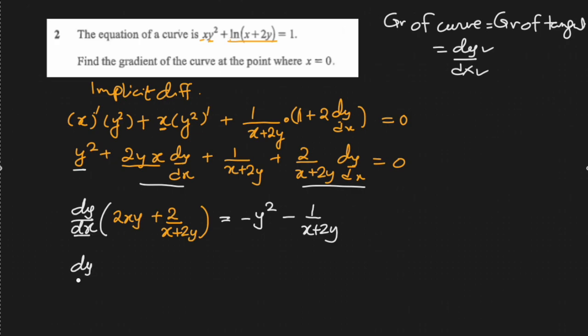So what will be dy over dx then? It will be this part, which is minus y square minus 1 over x plus 2y divided by whatever was multiplying with dy over dx. Because it's multiplying here, it will divide to the other side. It looks very odd, but if you keep your cool, everything will be okay. We should not worry how it is looking, because our question is not that we should simplify this. We don't have to simplify this. We have to find the gradient.